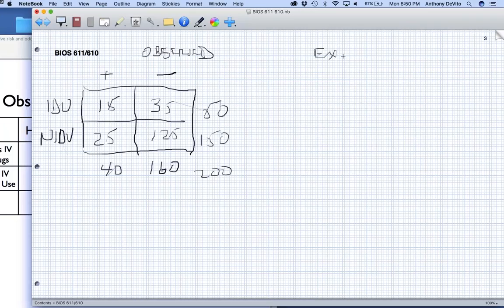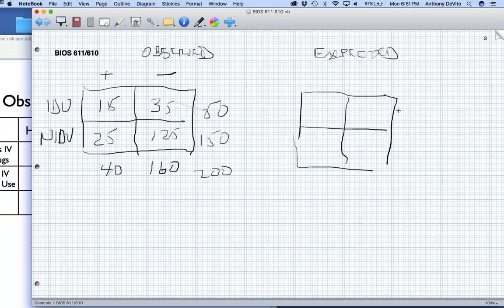Now I'm going to make another chart here, my expected values. There's 50 IV drug users in this study, there's 150 non-IV drug users, so that's fixed. And we know that it's 40 people that are HIV positive, and there's 160 that are HIV negative, so that's not going to change on our expected values. Now, what's the rate of HIV in this population? 40 over 200, it's 20%, right? 0.2.